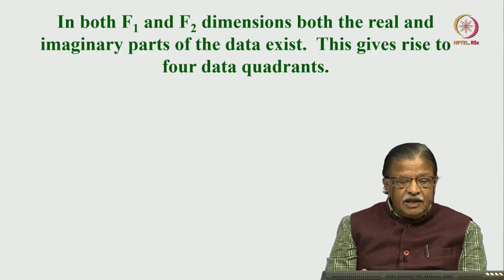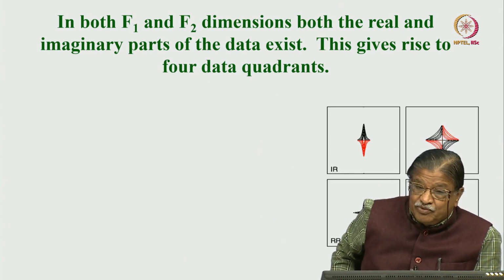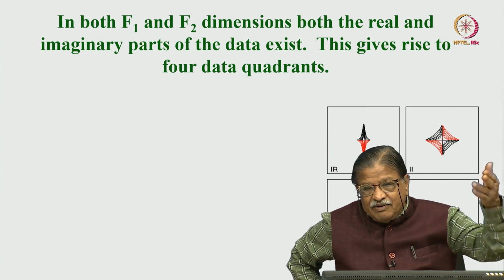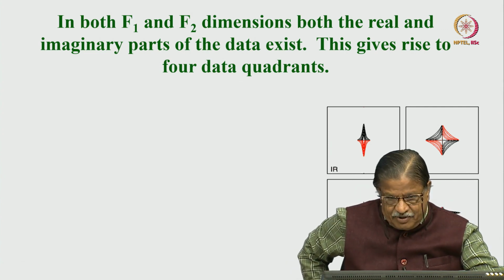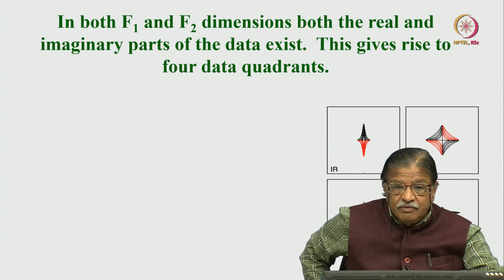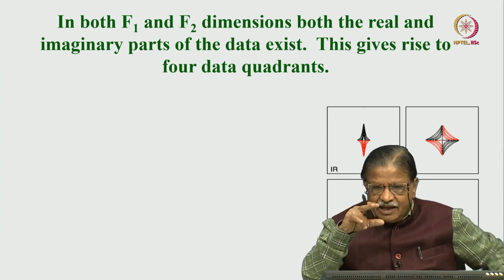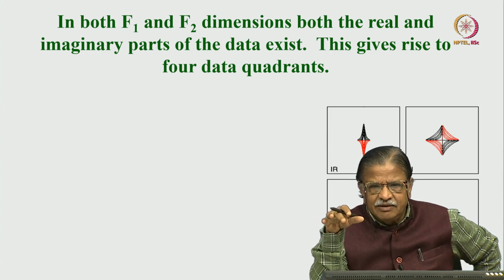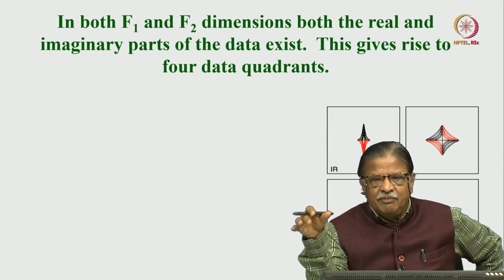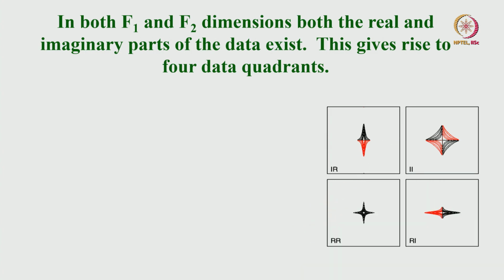In both F1 and F2 dimensions, one important thing: when you do Fourier transformation, you have real component and imaginary component in each dimension. In both dimensions, you have 2 real, 2 imaginary. There are 4 possible combinations: real-real, real-imaginary, imaginary-real and imaginary-imaginary. Accordingly, we have 4 different types of line shapes.